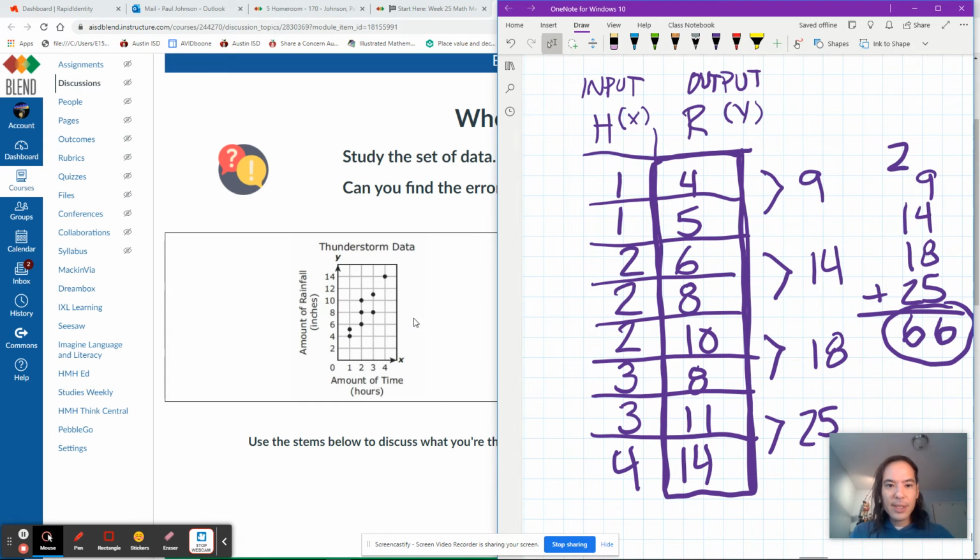Another thing I noticed is it seems like as more hours go by, it rains more. Another thing I noticed is when it rained for 4 hours, there was 14 inches of rain. That's pretty crazy. Another thing I noticed is that it rained most on average 2 hours because we have 3 pieces of data above 2, right? It rained the least amount of times for 4 hours because we only have 1 piece of data above 4.